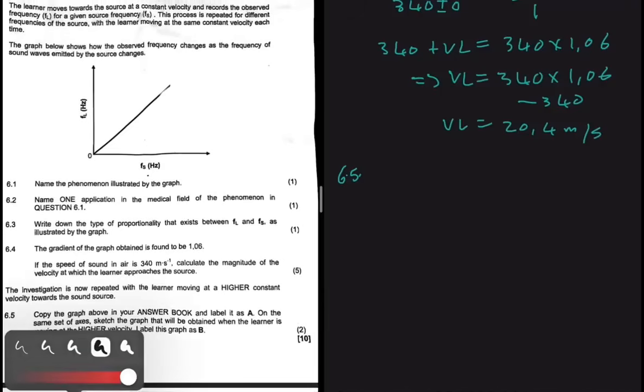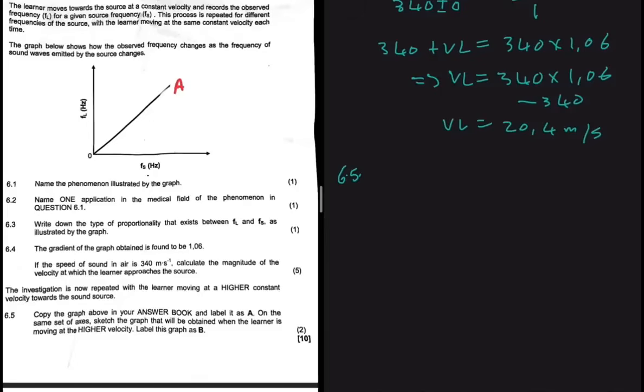So this one, they're saying we must label it A, right? And we must draw a graph for when the learner is moving at a higher constant velocity and label it B, right? So let's see what the consequences of a higher constant velocity will be. So we know that we have the gradient being equal to V plus VL divided by V plus or minus 0, basically, right?